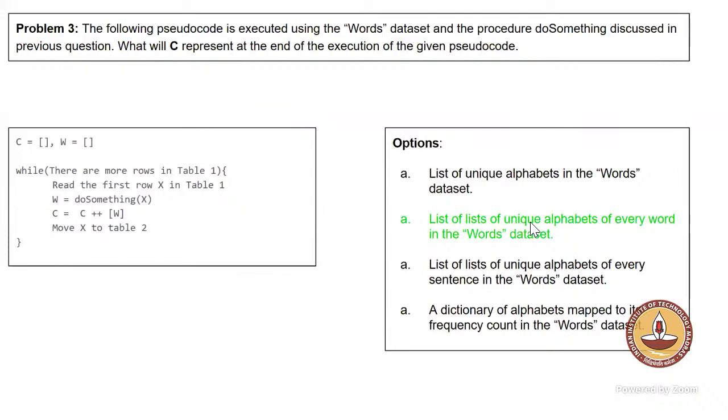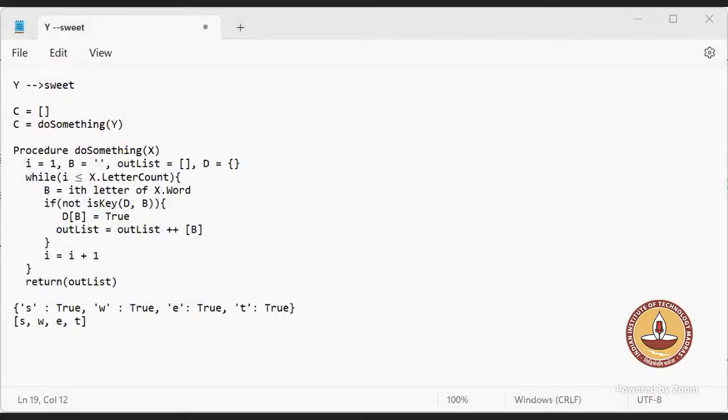Madam, I have a doubt. Why is it a list of lists? It can be just a list, right? What is W? W is an empty list initially, and now it is storing the unique letters of each word. Let me stop sharing here and I will use the Notepad editor. So we can think of W as this list of unique letters of each and every word.